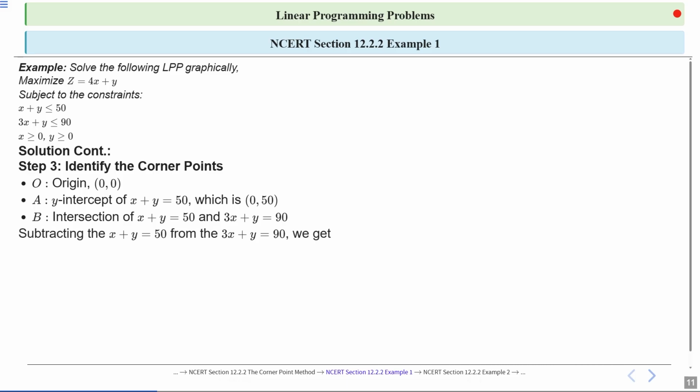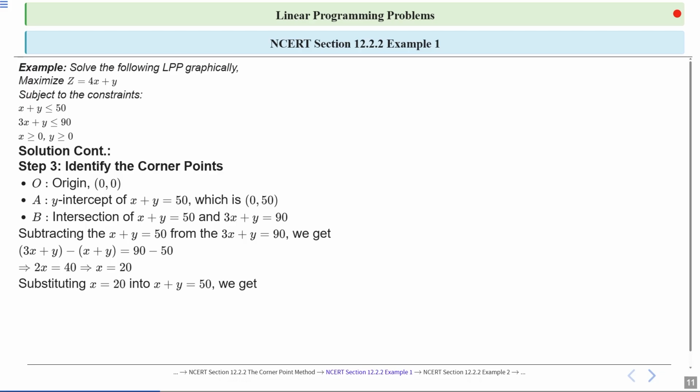So when subtracting the equation x plus y equals 50 from 3x plus y equals 90, we get 3x plus y minus (x plus y) equals 90 minus 50. Okay, and it implies 2x equals 40, and it implies x equals 20. So now substituting x equals 20 into the equation x plus y equals 50 means replacing x here with 20.